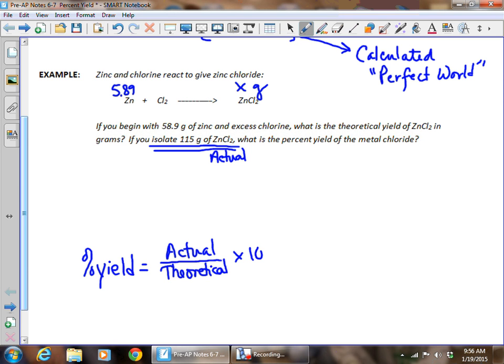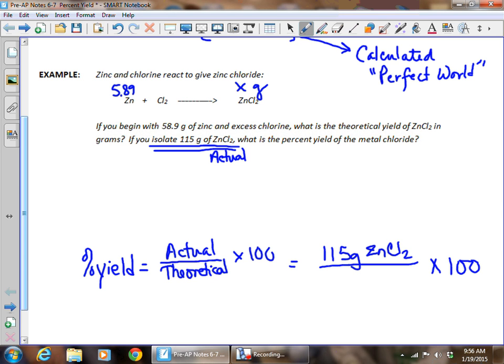times 100. Now, this is not percent error, guys. We are not subtracting that top value from anything. That top value is simply how much we actually got. The bottom value is perfect world, which we have not calculated yet, but we do know this right now. We know that there are 115 grams of zinc chloride that were actually isolated. They may say isolated, they may say actually produced. There's a variety of ways they could state it, but we need to make sure that we find that value.